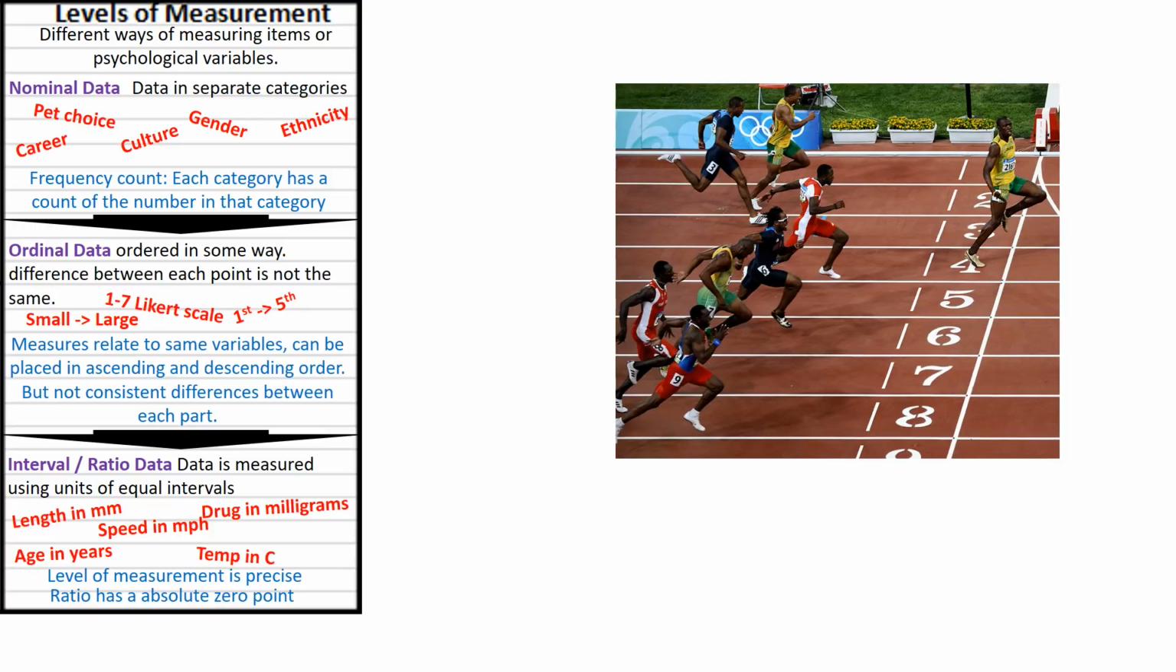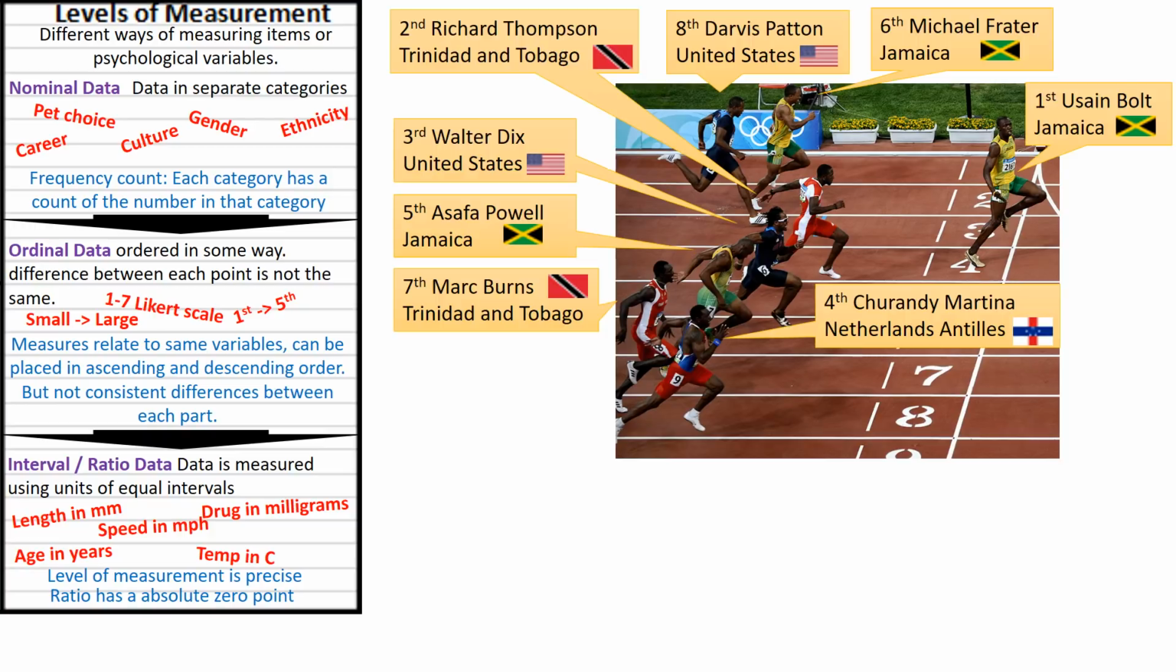So here's some information that I've overlaid over the image. This is the 2008 Men's 100 Olympic, and as you can see this is the one where Usain Bolt won by an absolute mile, and I've chosen this in particular to talk about the differences between some of the levels of measurement and how some are more or less precise than others.